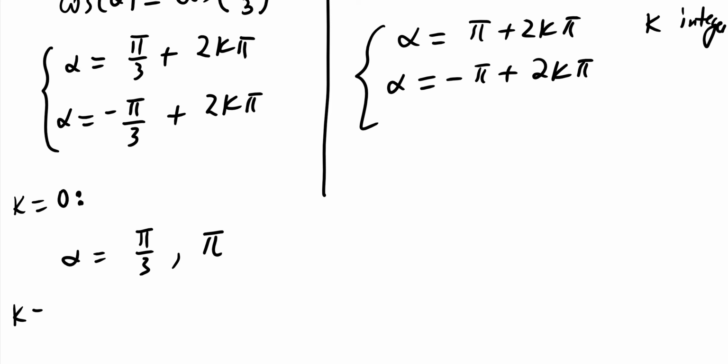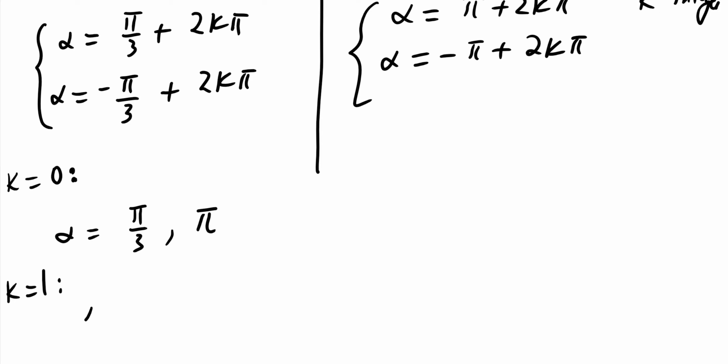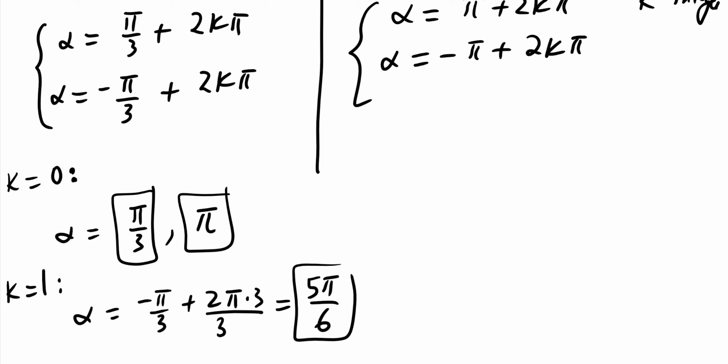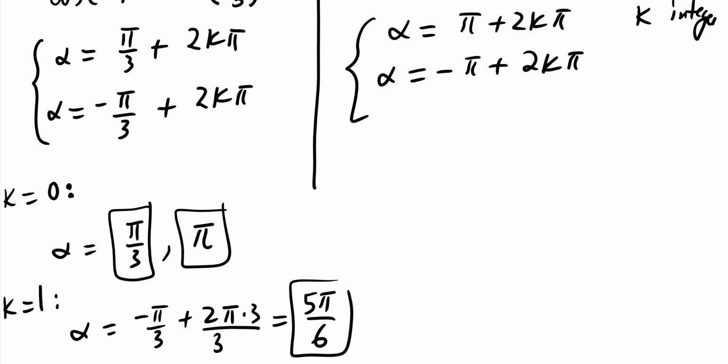What about when k is 1? What do we get for the first one? We get pi over 3 plus 2 pi. That exceeds 2 pi already. The second is negative pi over 3 plus 2 pi, which combined is 5 pi over 3. So far we have this, this, and this. On the right side, pi plus 2 pi is 3 pi, which exceeds 2 pi. In the second equation, negative pi plus 2 pi is pi, which we already have.